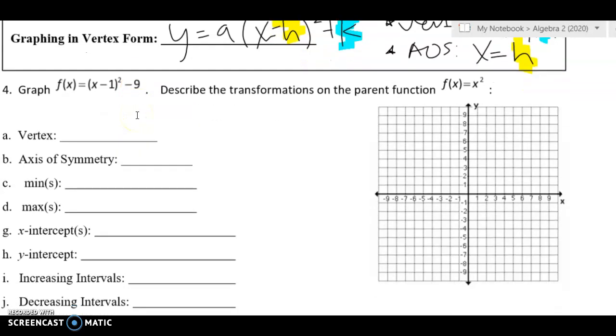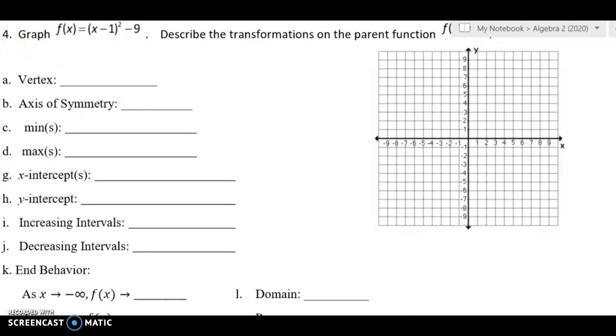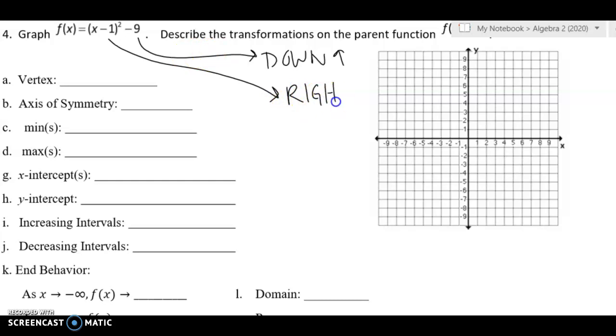So here is problem number 4. It gives you the equation, f of x equals (x minus 1) squared minus 9. Describe the transformation. So if we're describing it, let's go ahead and just write a little sentence here. The first thing is the negative 9 on the outside tells me that I'm going to be moving down 9 units. And then the negative 1 on the inside, you do the opposite. So this one is telling me I move right 1 unit.